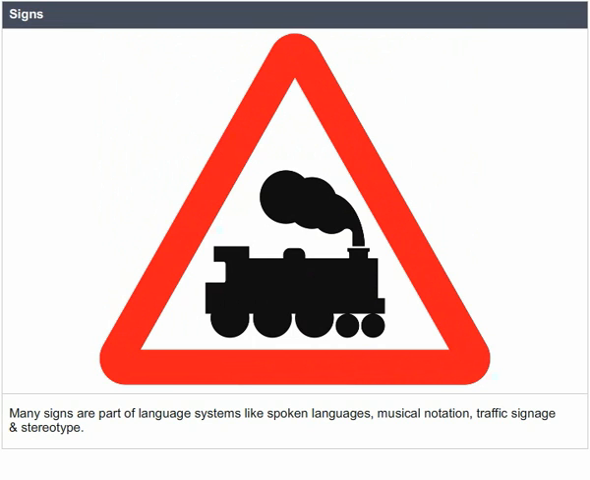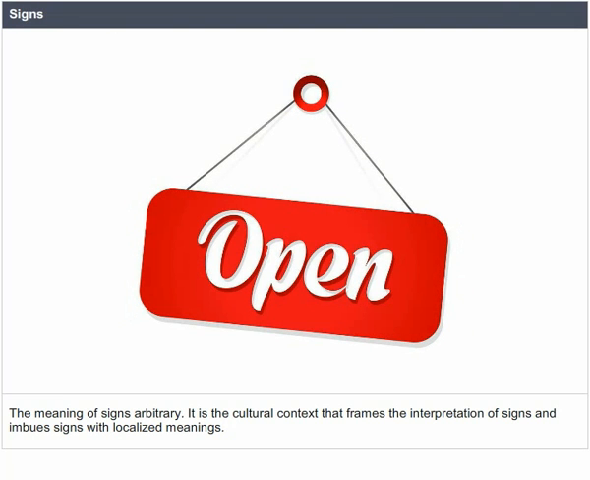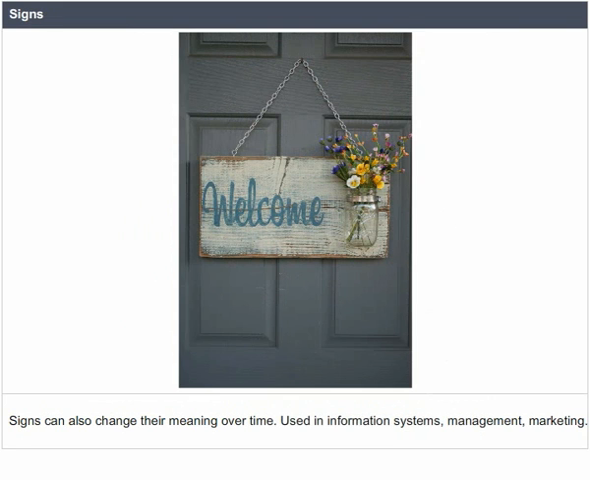Signs. The meaning of signs is arbitrary. It is the cultural context that frames the interpretation of signs and imbues signs with localized meanings. Signs can also change their meaning over time, and are used in information systems, management, and marketing.